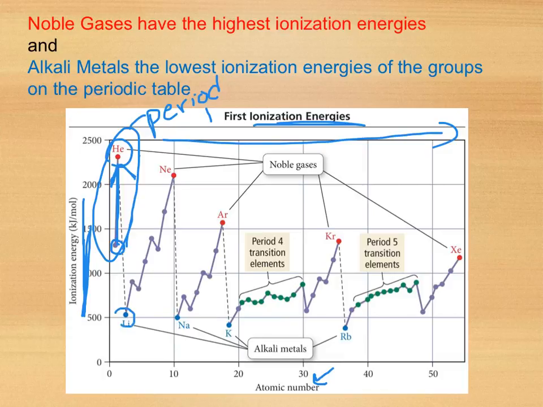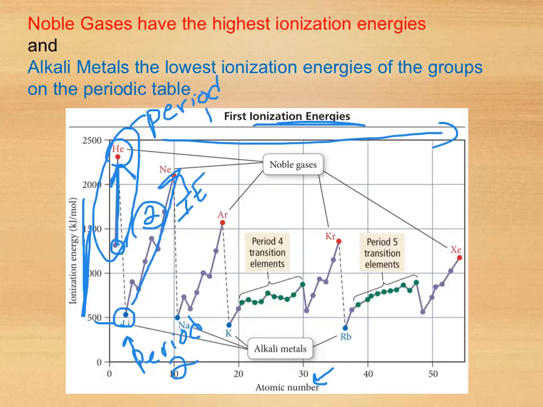Element 3, lithium, starts period 2. You can see that lithium has quite a low ionization energy, but then as you move your way from lithium to neon, that's going across period 2, the ionization energy definitely increases. So that goes along with what we said in the last slide. The ionization energy increases in general as you go left to right across the period.